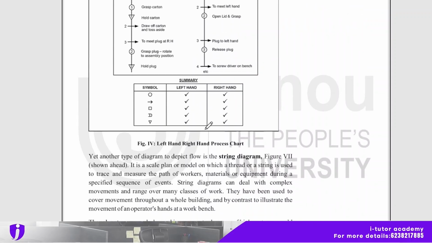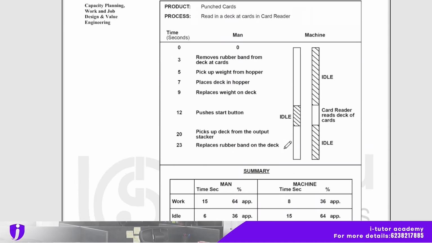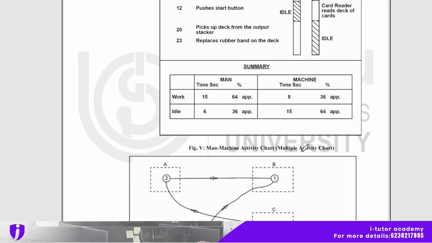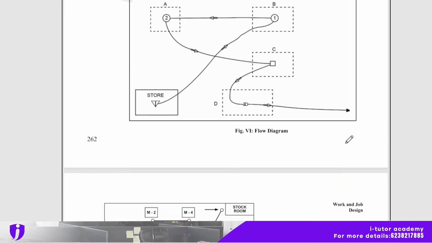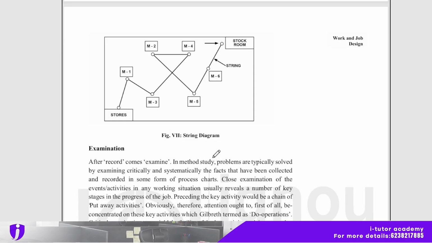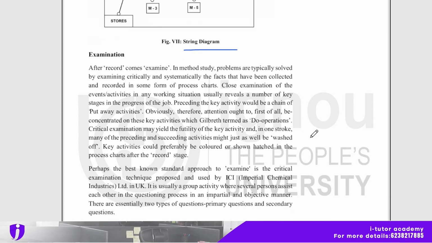Okay, so here is the left hand right hand process chart. Next is the man machine activity chart, the multiple activity chart, and the flow diagram is here, and the string diagram is here. And then examination.